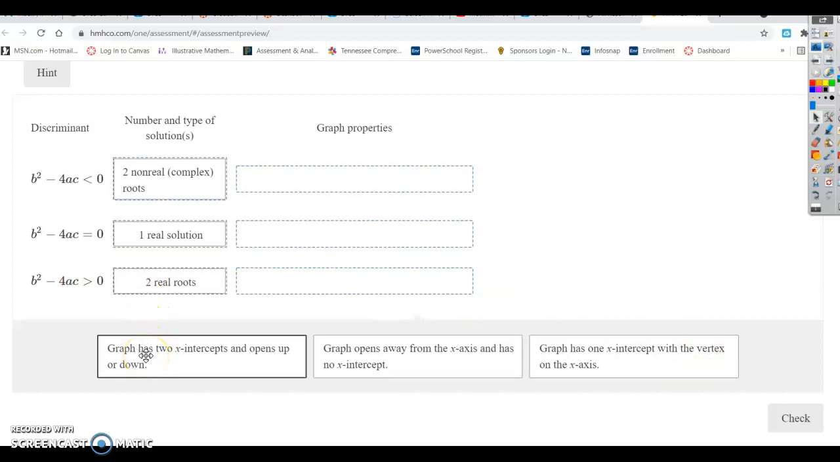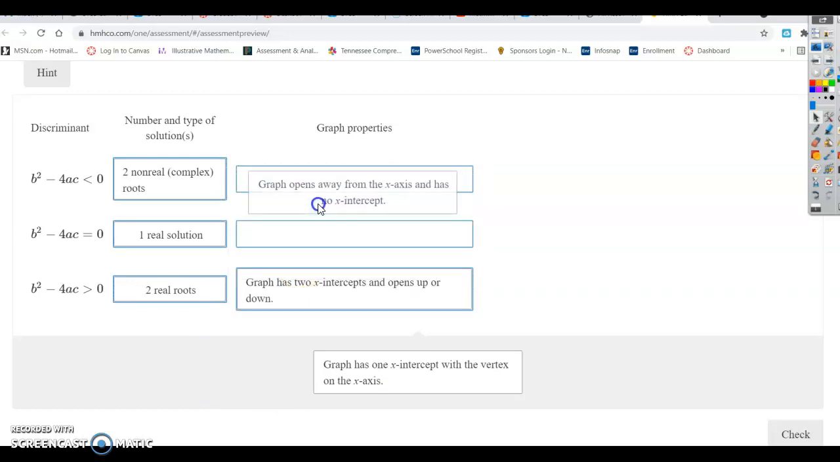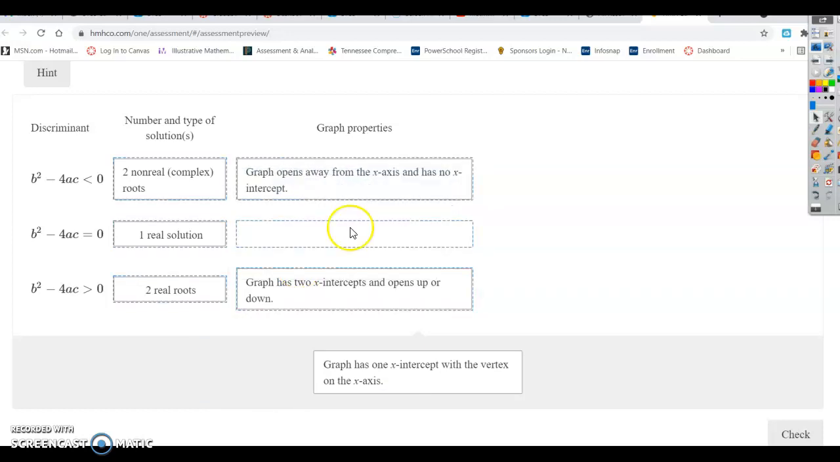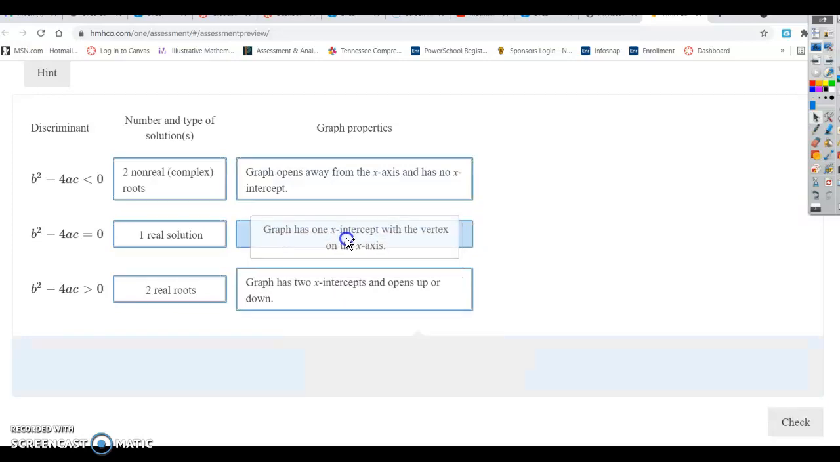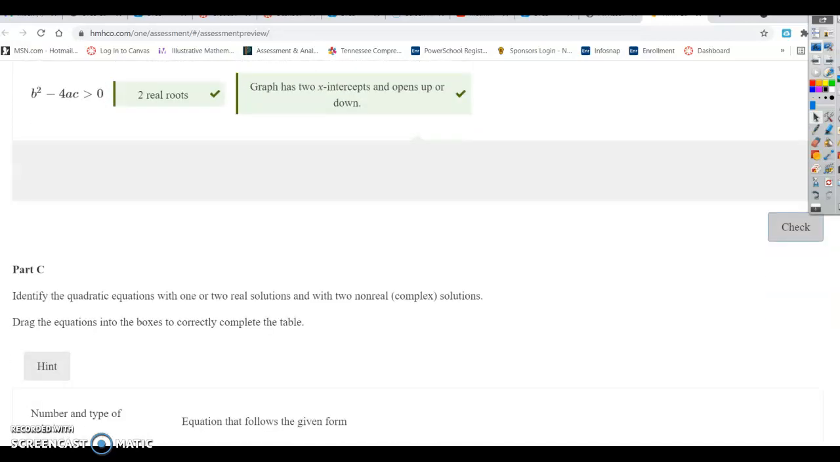All right, so this one says the graph has two x-intercepts and opens up or down. If it has x-intercepts, that means it's two real solutions. This one says the graph opens away from the x-axis and has no intercepts. That's your complex, no real solutions. And this one says the vertex is on the x-axis. So that one would be your one real solution.